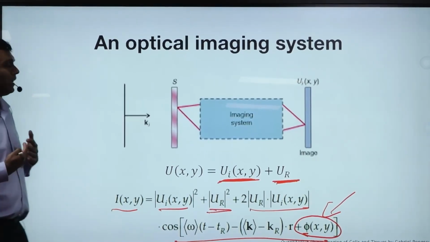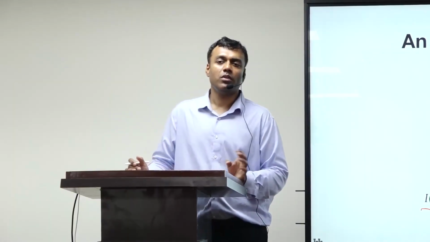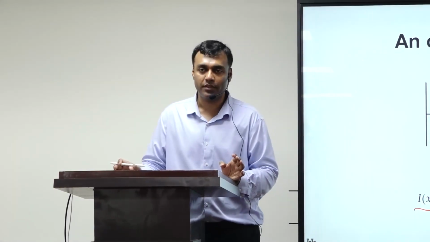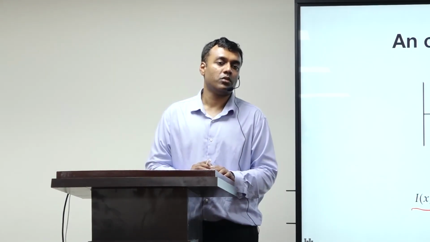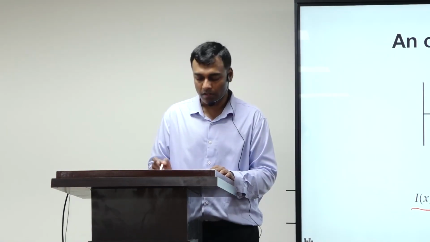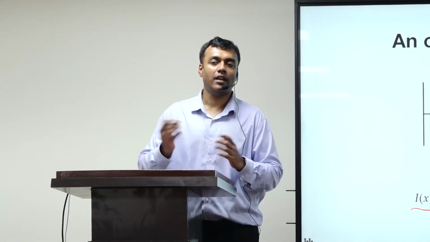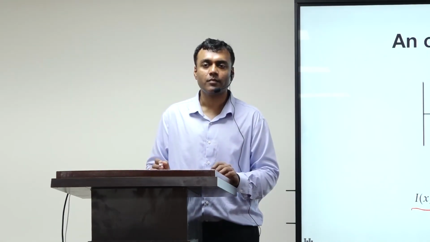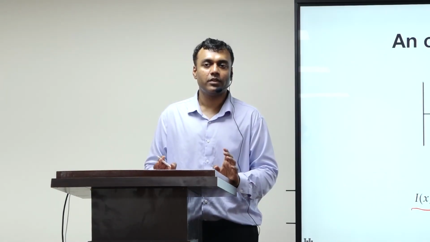That's the essential idea. How exactly to do this is the next thing we will talk about. But what are we trying to do? We are trying to find the phase, and in order to find the phase, we add a reference to whatever light comes from the object, and then interfere the two. So it's an interference-based approach to finding the phase.